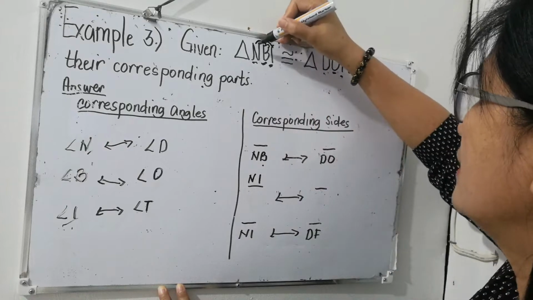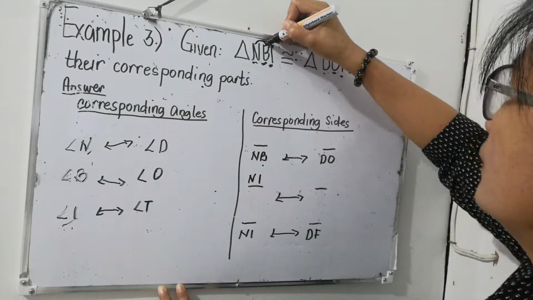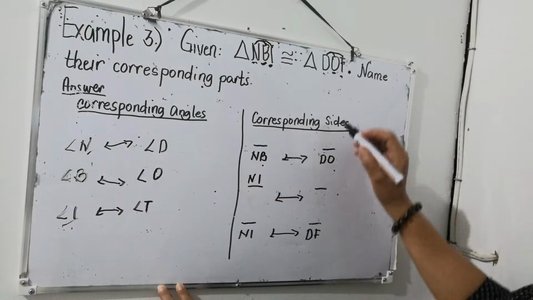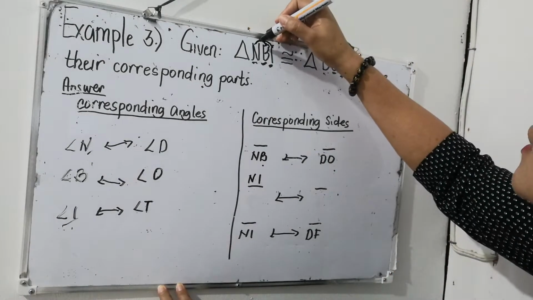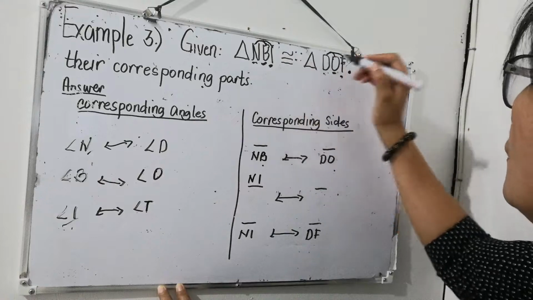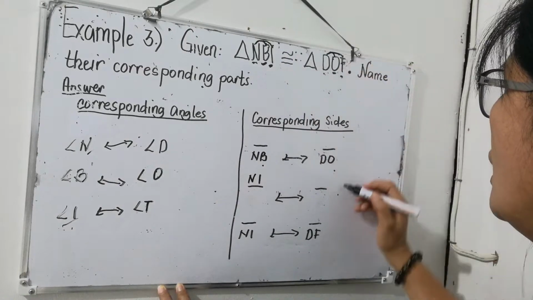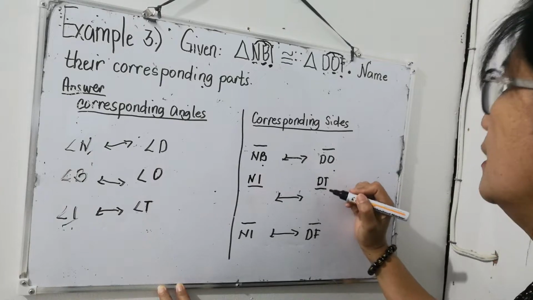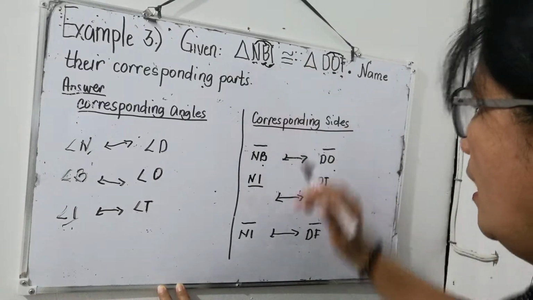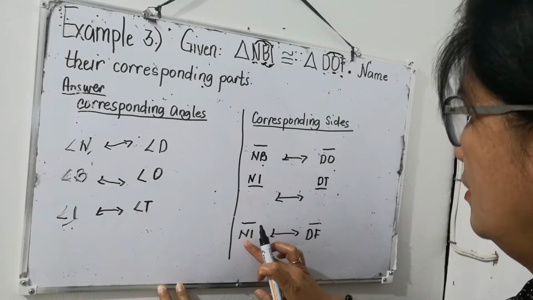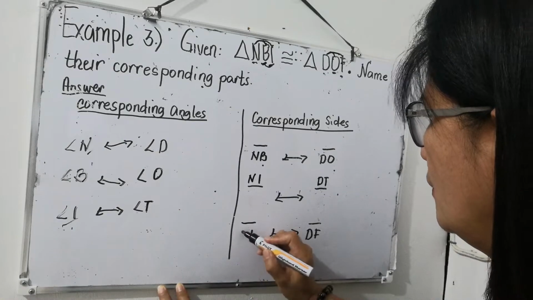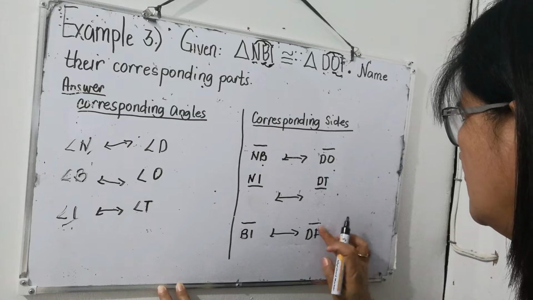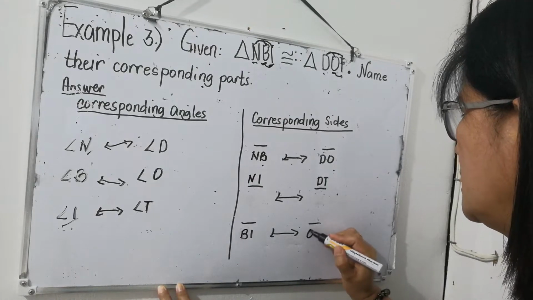Again, sorry. NB corresponds to DO. Then, line segment NI corresponds to DT. And then, line segment BI corresponds to OT. Line segment OT.